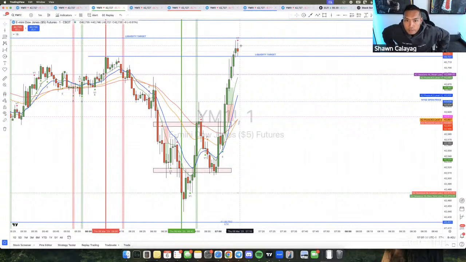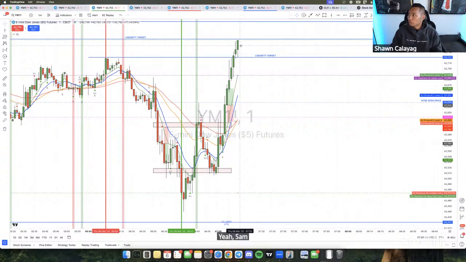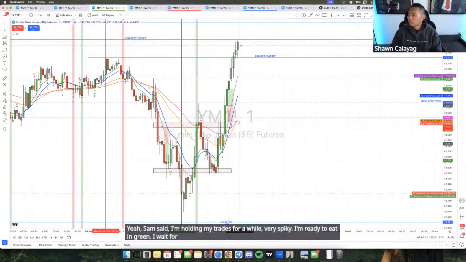V1 engulfing setting up. Yeah, Sam said I'm holding my trades for a while, very spiky. I'm already deep in green. I wait for clear range breakout and show of actual direction.